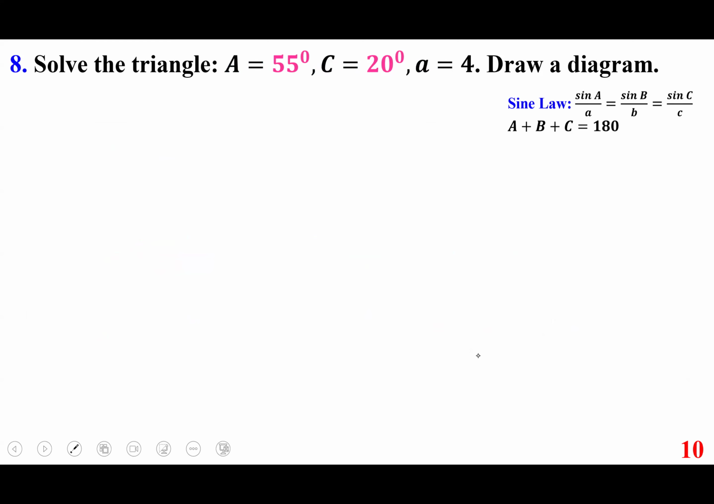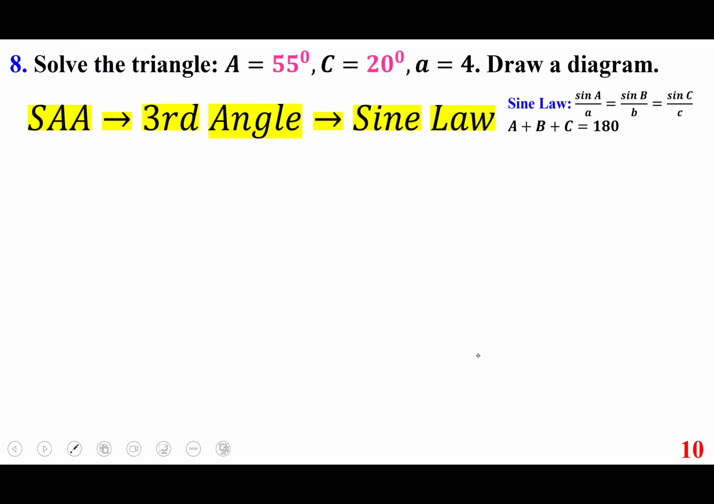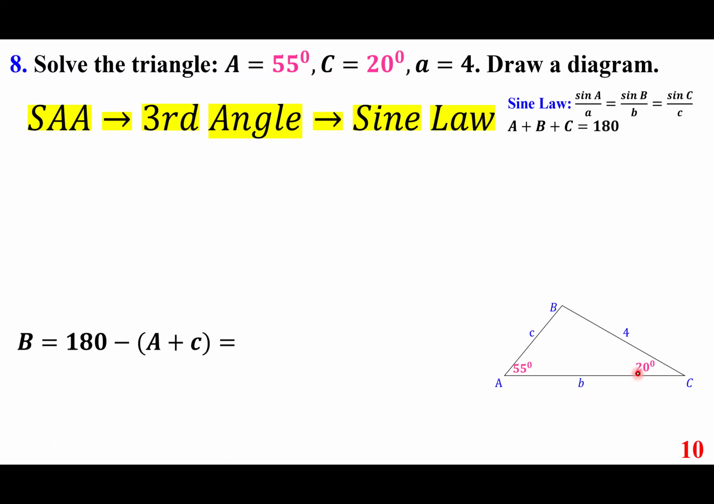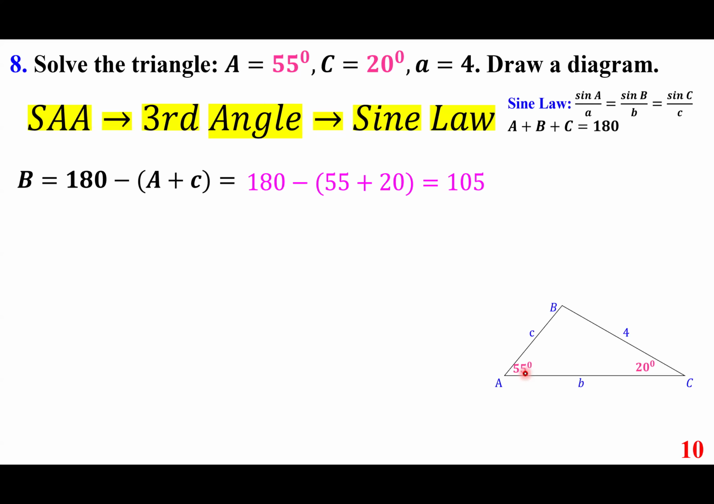Okay, we continue with a similar question. Again, we have two angles. So we're going to use the third angle and the sine law. And so these are the sides. And so this is 55 degrees. This is 4. This is 20 degrees. This is C. This is B. And we are going to calculate the third angle by adding these two, subtracting it from 180. So 55 and 20, 75, and subtracted from 180 is 105. So we have all the angles, everybody.